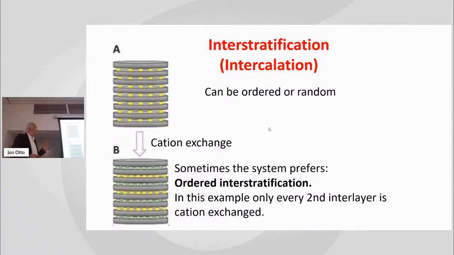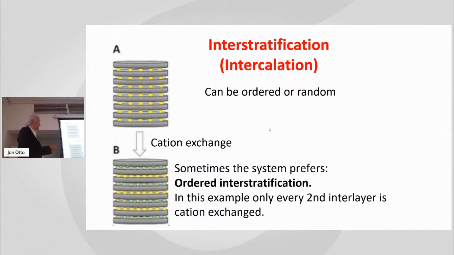The other thing which is important is that in this process of cation exchange, there is something called interstratification, which can be ordered or random. Let's say you have this deck of cards with these cations here. In this case, the yellow thing can be sodium. Then we do this process that I described on the previous slide, the cation exchange. It can happen for some systems that you don't get every layer replaced.